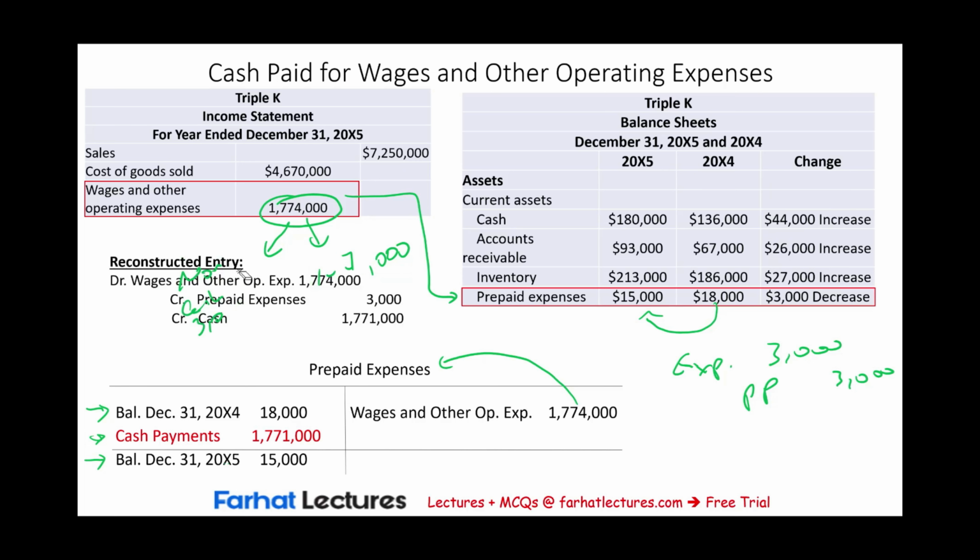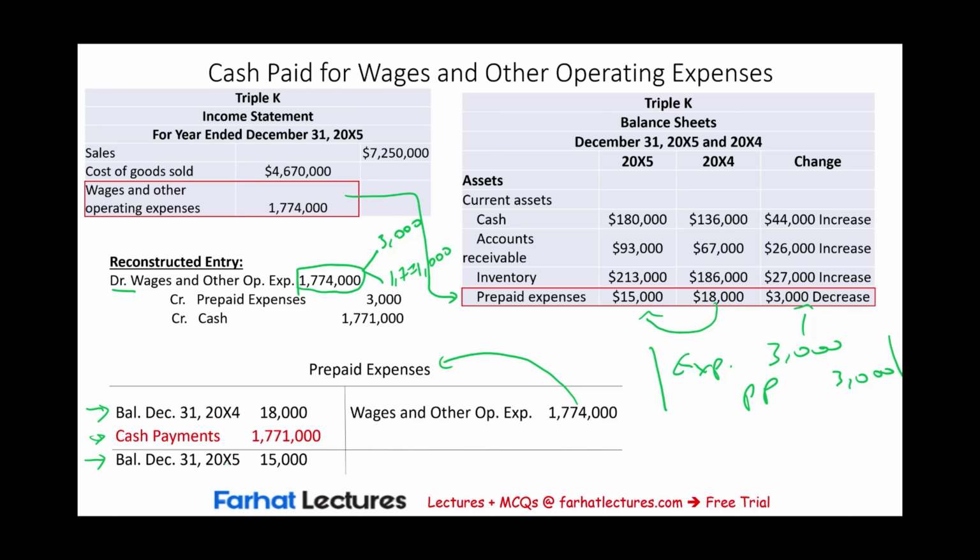And if we look at the journal entry, wages and other expenses, the total expenses for this company were 1,664,000. This is how much expenses we debited. However, we also had this entry, the 3,000. How do I know I had the 3,000? Because of the decrease in prepaid. That means of these expenses, of the 1,774,000, 3,000 is non-cash and the remainder is cash. And this is how I figured out how much cash I paid.